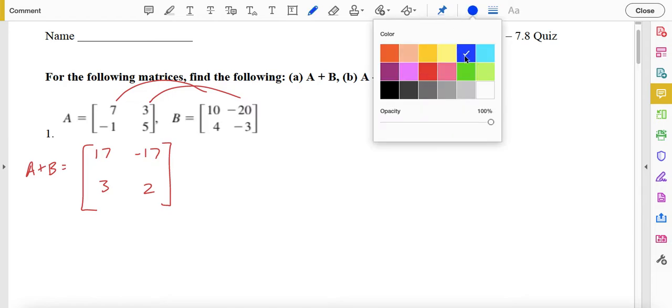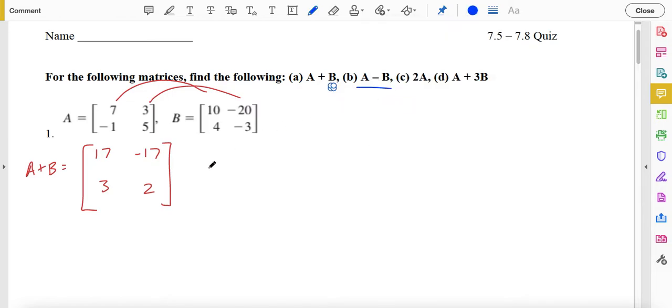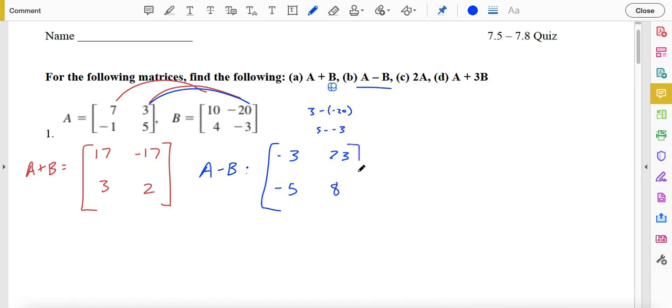Okay, now we can do a minus b. We're doing the same exact thing, but we are subtracting b this time. So we do 7 minus 10, which is negative 3. Negative 1 minus 4, which is negative 5. 3 minus negative 20. Remember, 3 minus negative 20 turns into positive 20, so it'll be 23. And then 5 minus negative 3, 5 plus 3, which is 8. So that's a minus b. Negative 3, 23, negative 5, 8.